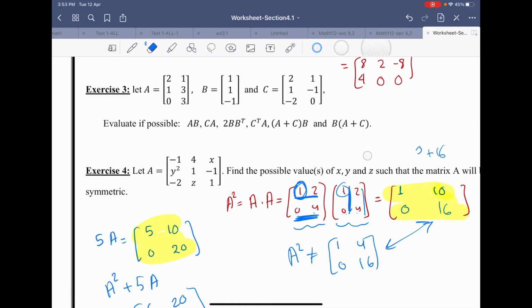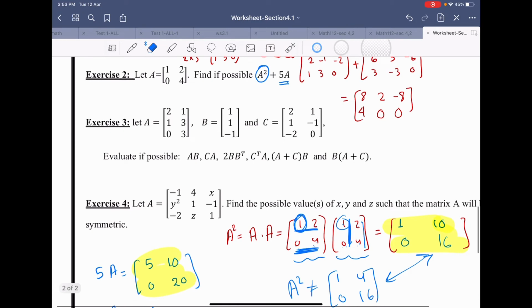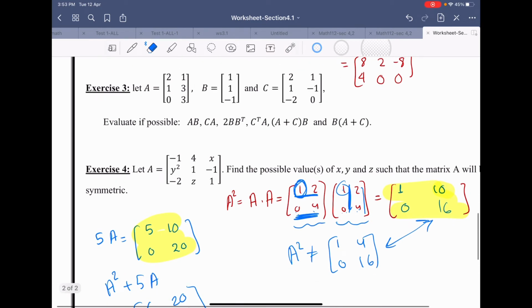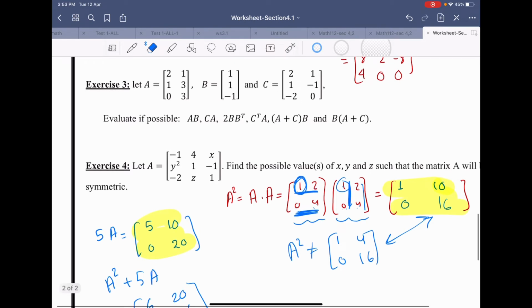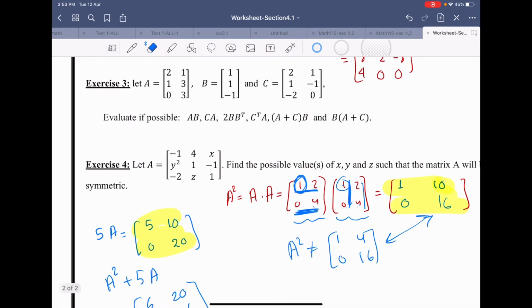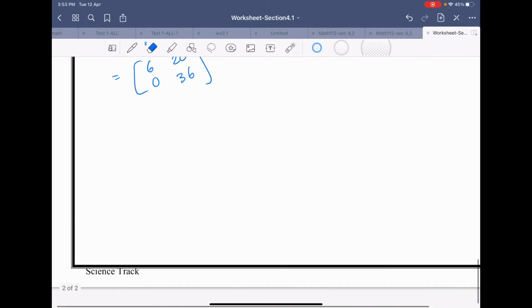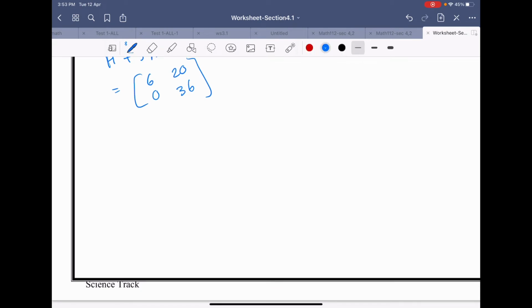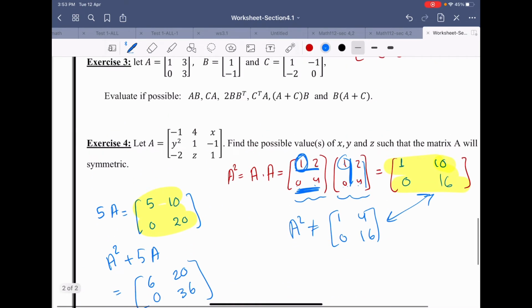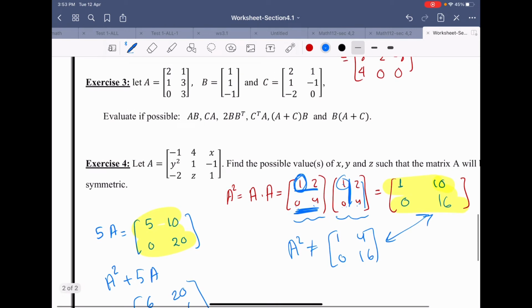Let's see exercise 3. We have matrix A, matrix B, and matrix C. The question is to find, if possible, the value of each of the given expressions. So let's first find the order of each matrix. The order of A is 3 times 2. The order of B is 3 times 1. The order of C is 3 times 2.